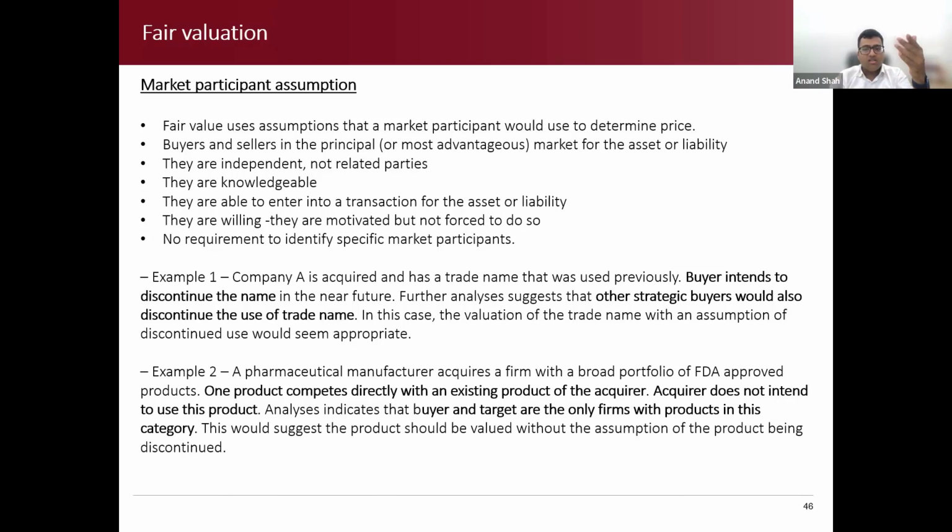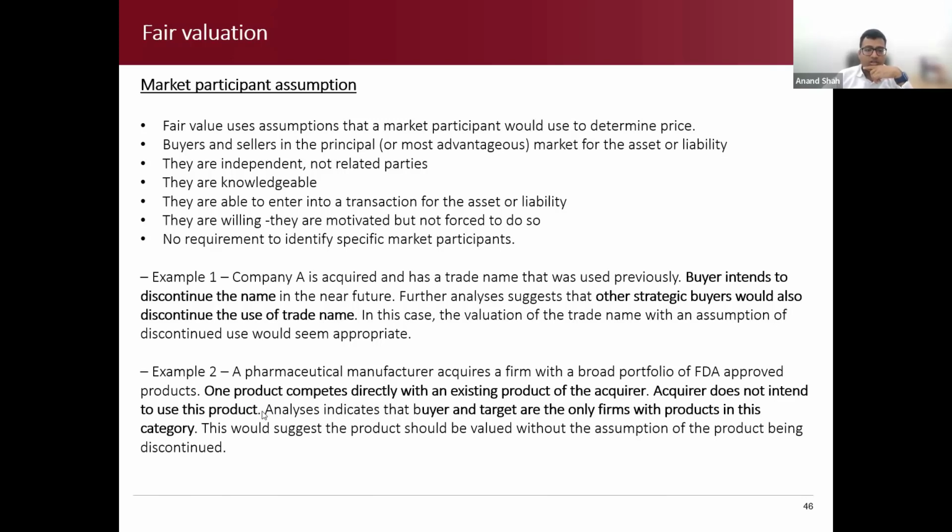In that case, the trade name with the assumption of discontinuation would be appropriate. However, if the evidence had shown that other buyers would have continued the trade name, then you would actually value that trade name. Another option can be a pharmaceutical manufacturer that acquires a firm with a portfolio of FDA approved products. One of the products competes directly with the existing product of the acquirer, and the acquirer does not intend to use this product. Obviously, they would not.